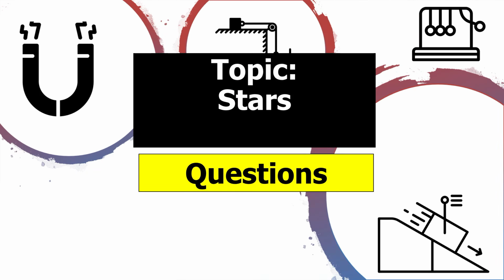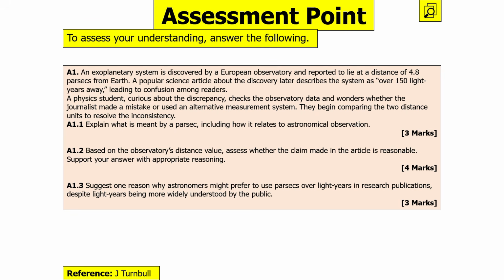Let's have a look at some questions regarding stars. An exoplanetary system is discovered by a European observatory and reported to lie at a distance of 4.8 parsecs from the Earth. A popular science article about the discovery later describes the system as over 150 light years away, leading to confusion among readers. A physics student curious about the discrepancy checks the observatory data and wonders whether the journalist has made a mistake or used an alternate measurement system. They begin comparing the two distance units to resolve the inconsistency.